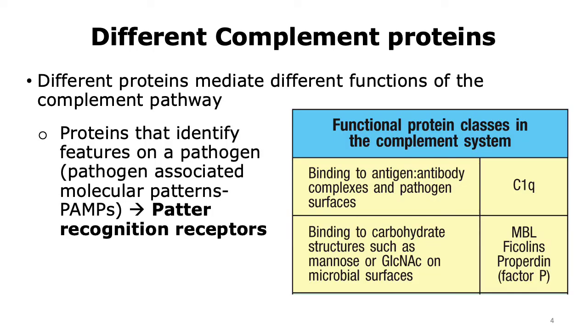Now, some complement proteins are able to identify features on a pathogen, and usually these features form a pattern, and hence they are called pathogen-associated molecular patterns, or PAMPs. So some complement proteins are able to identify and bind to these PAMPs, and such complement proteins are also called pattern recognition receptors, or PRRs.